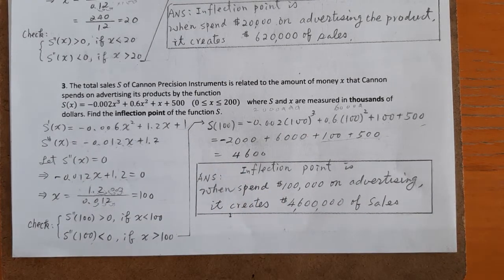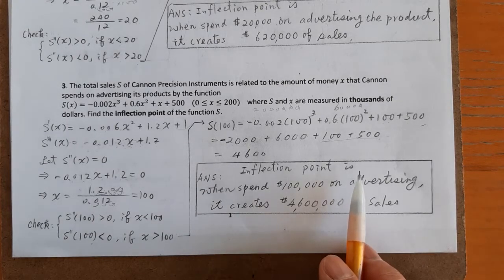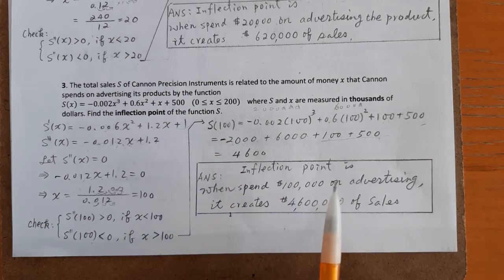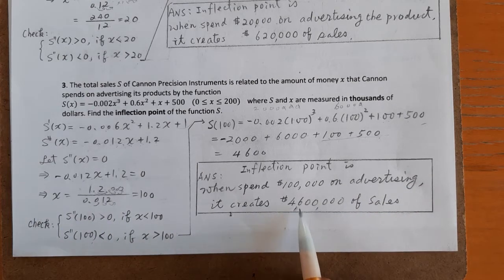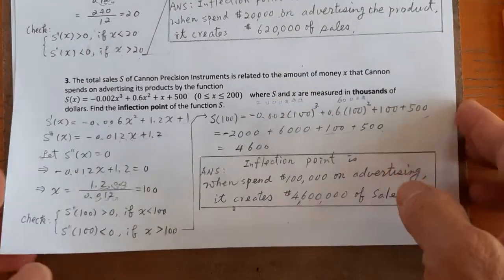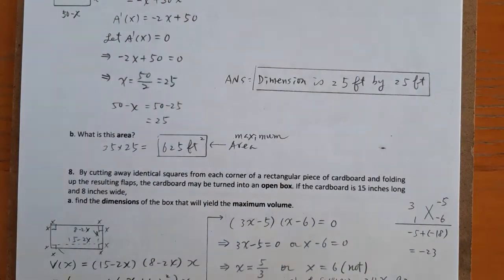Then you have to answer in the real world situation. So the inflection point is when you spend $100,000 on advertising, it creates sales of 4,600, and we put 3 more zeros, so you get 4,600,000 of sales. So that's how we go through questions 4, 5, 6. We are done.